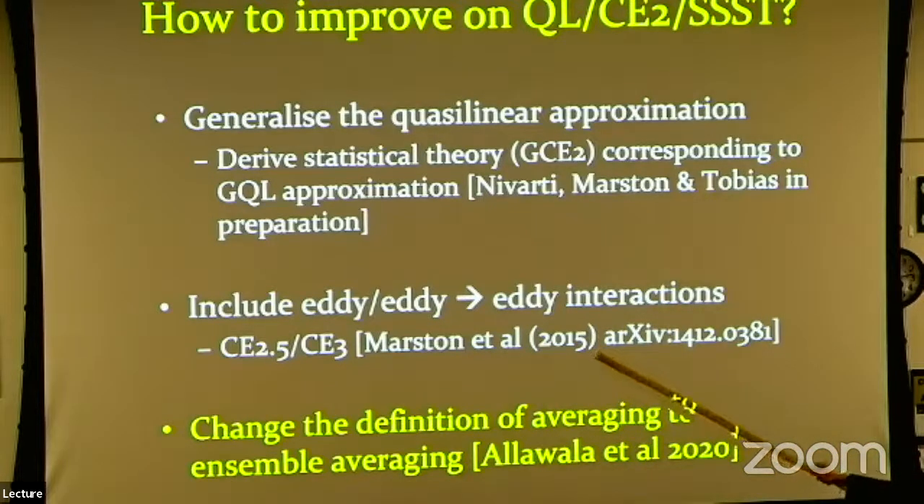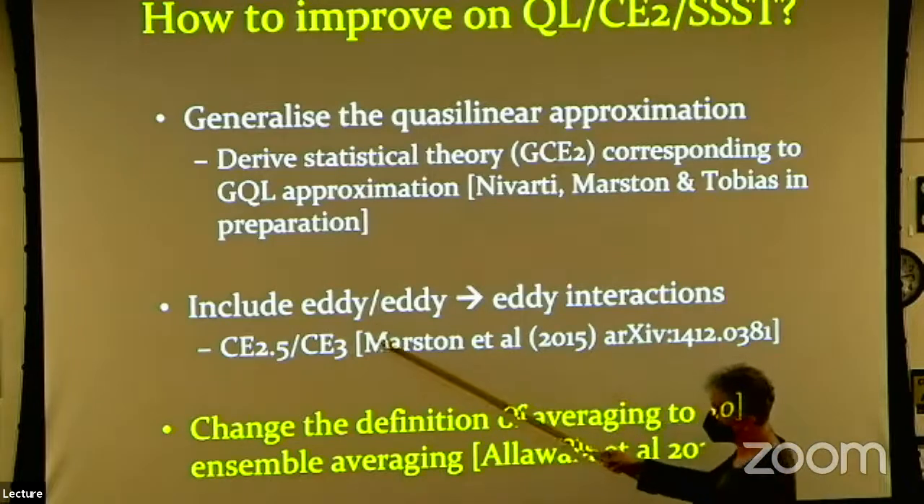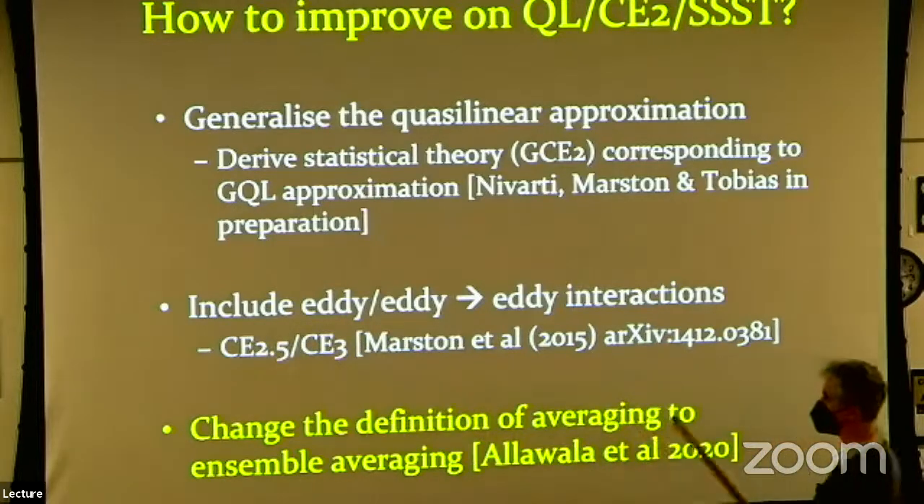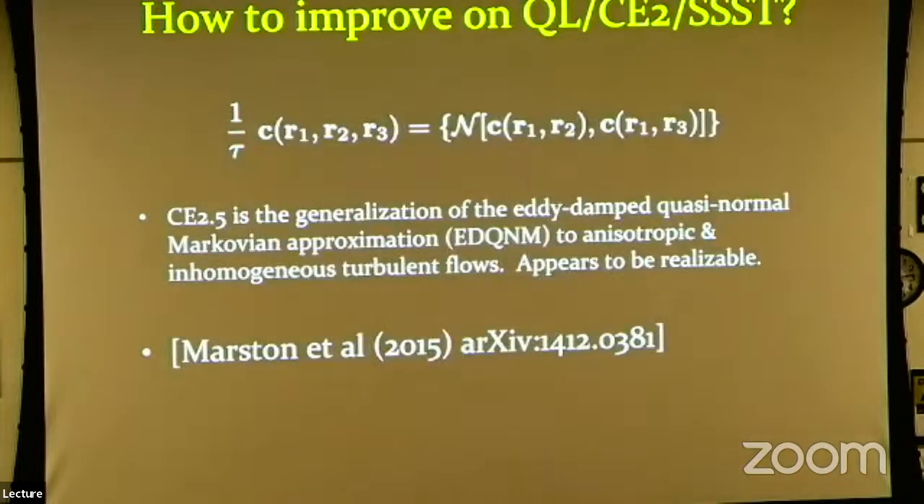Yeah, okay, the best place to look is on the archive. This is in a book which nobody can get hold of and came out 4 years later. So if you want to know how C2.5 or C3 does on the problems that I've shown, then you can have a look. You could also change the definition of averaging to ensemble averaging. And I'm not going into details.